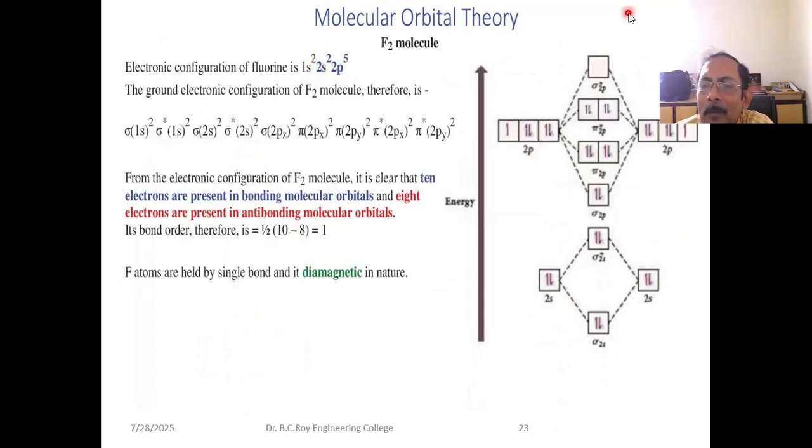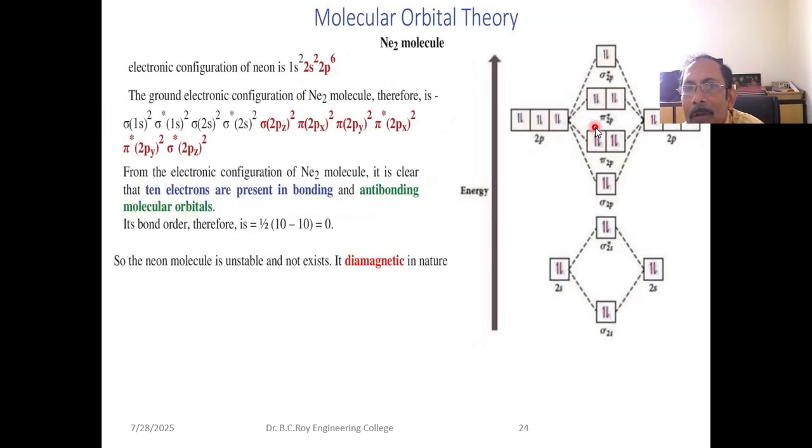F2 molecule: if you consider the electronic configuration, it is just like O2 2 minus, total 18 electrons, 9 each, this side 9, this side 9, total 18 electrons. So the bond order will be 6 minus 4 by 2, that is 1. So we know that F2 has bond order 1, so we write the molecule as F-F.